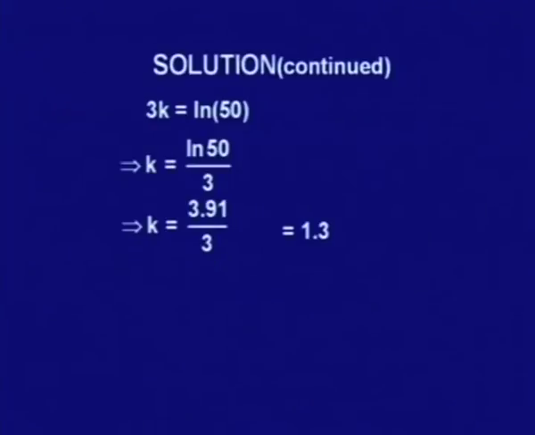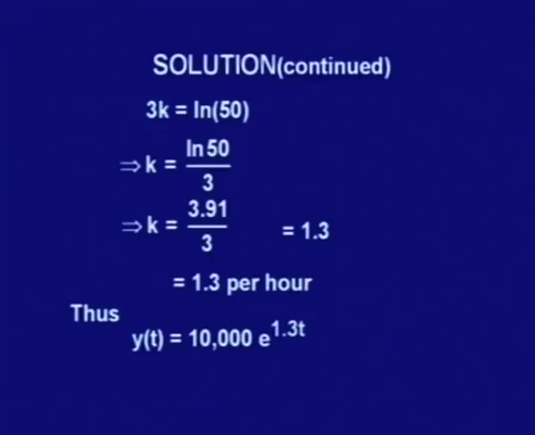Now, this is the rate constant, and what rate would we have, because we have taken our t as the time in hours. So, it is changing 1.3 per hour, that is, the rate of change is 1.3 per hour. So, now what is our solution? We have got that at the time t, the number of cells will be 10,000 times e to the power 1.3 t. This is the function we have as a solution, or this is what we are giving as the number of cells at the time t. Now, let us see this by the graph.